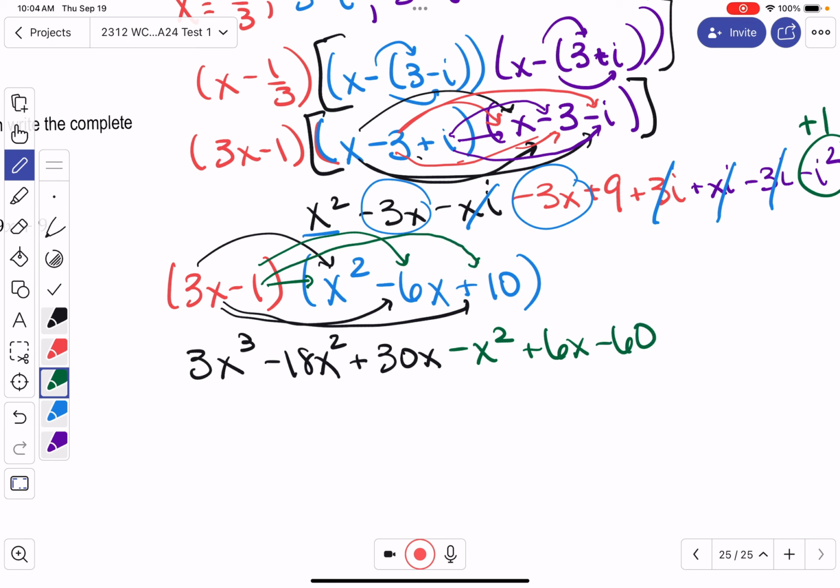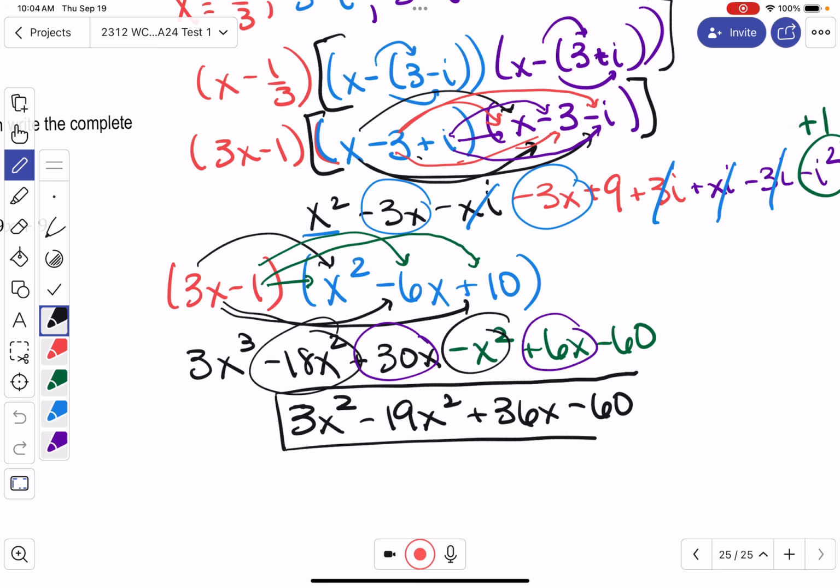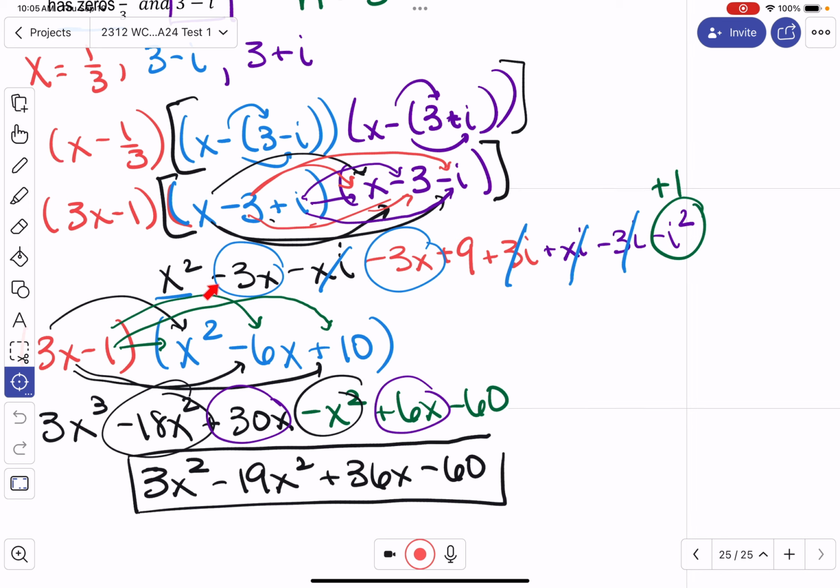Here's the final polynomial, 3x cubed minus 19x squared, and here and here, plus 36x, 30 and 6, minus 10. If you do this correctly, in the end, you should not have any i's left. The i's will always cancel out when you start to do your multiplication here.